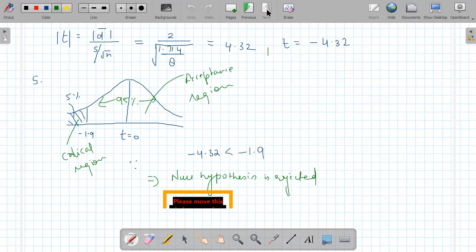Okay. So we compare the actual value of t with the critical value. That gives you the correct answer.